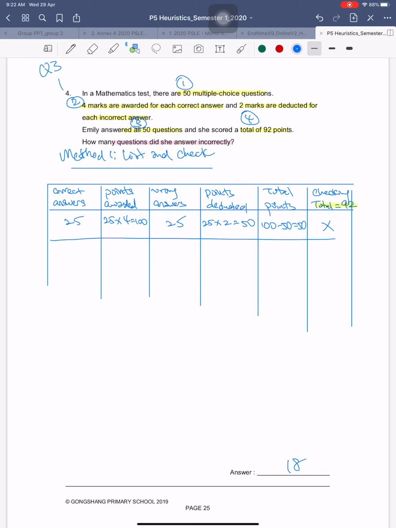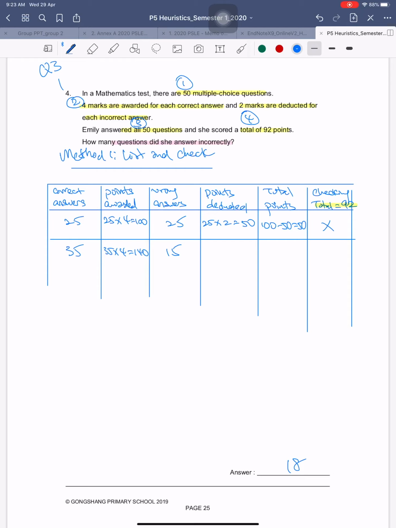Okay, if the points are too low, I will have to increase the number of correct answers, so that we can pull up her marks. So let's say I try 35. Alright, so if the number of correct answers is 35, that means the number of wrong answers must be 50 minus 35, 15. Because condition number 3 says that Emily answered all the 50 questions. So if this is 35, she got 4 marks for each correct answer. So 35 times 4, 140.